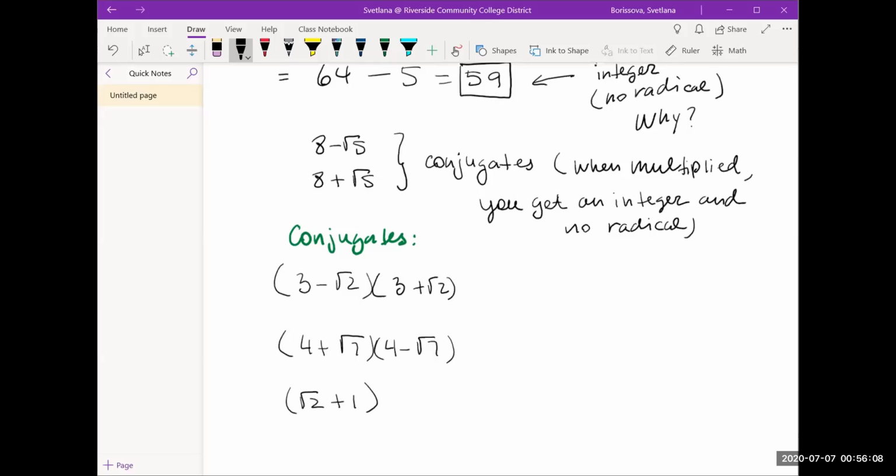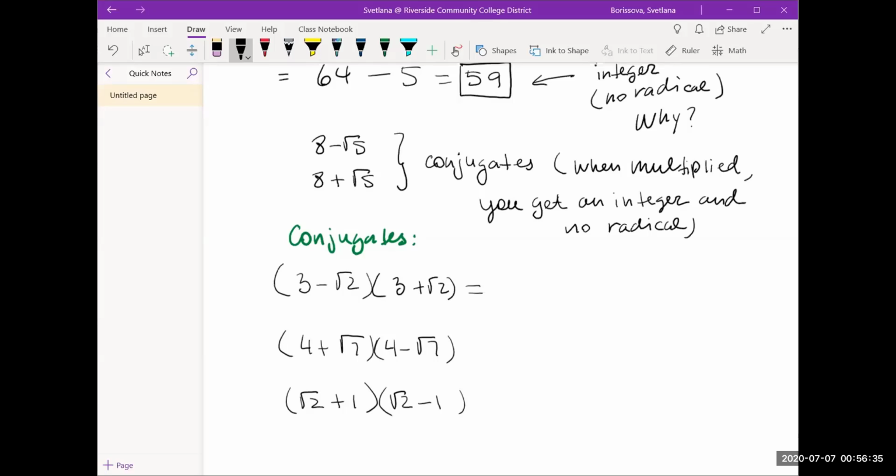Very good. And for the last one, what do you think it is? Square root of 2 minus 1. That's exactly right. You simply replace whatever sign you have in the first expression with the opposite sign. Okay, now we're going to practice multiplying them, but for the first one, we'll repeat the steps.